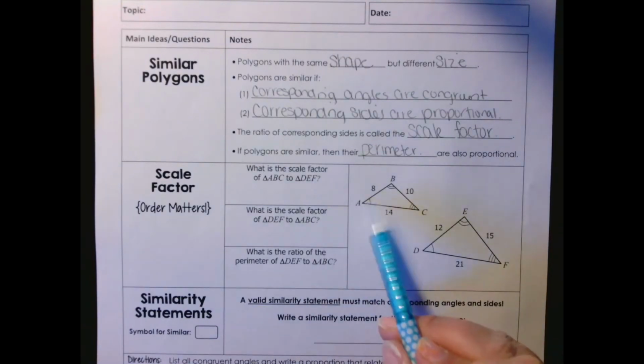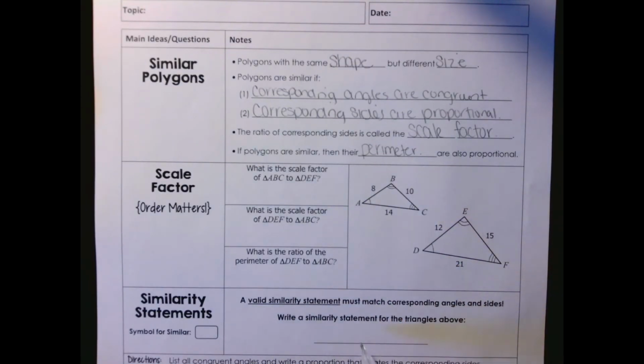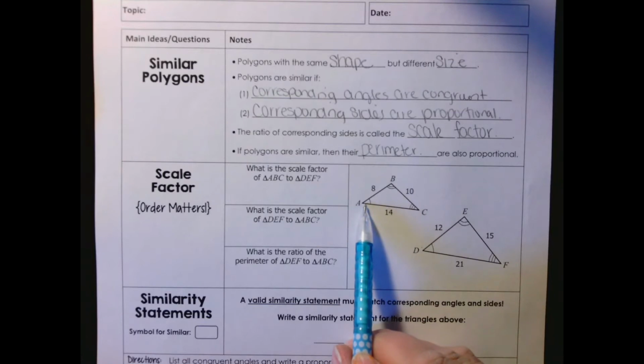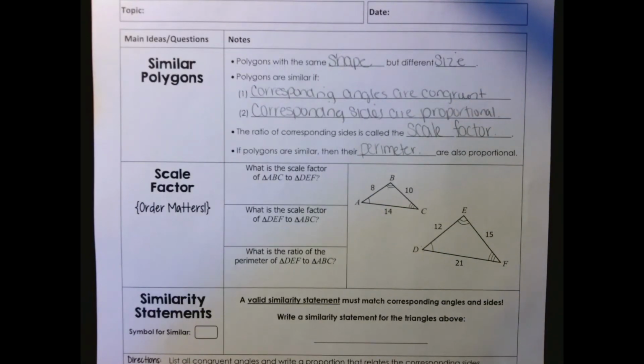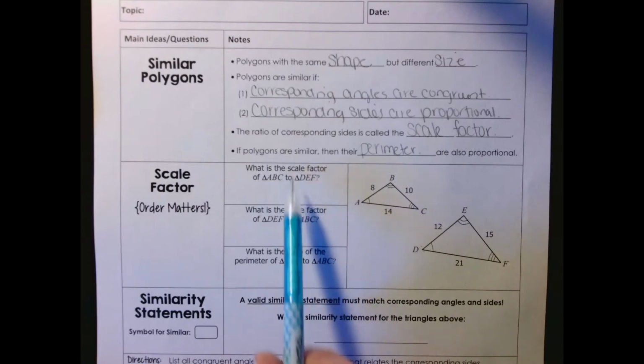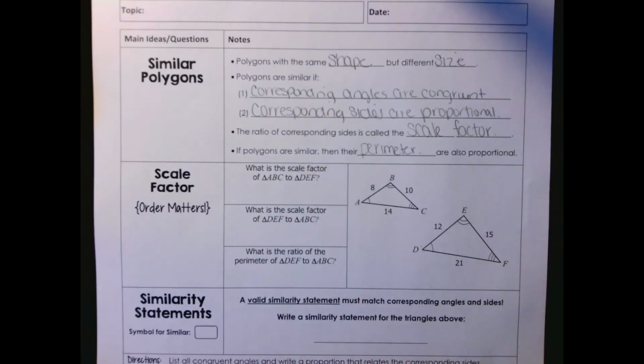I have triangle ABC and triangle DEF. And these two triangles are similar. They have congruent angles, so angle A and angle D are congruent, angle B and angle E are congruent, and angle C and angle F are congruent. But they have different side lengths. So their corresponding angles are congruent, and their corresponding sides are proportional. So we're looking for that scale factor that shows that their sides are proportional.